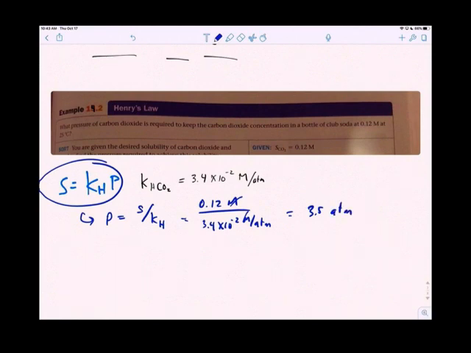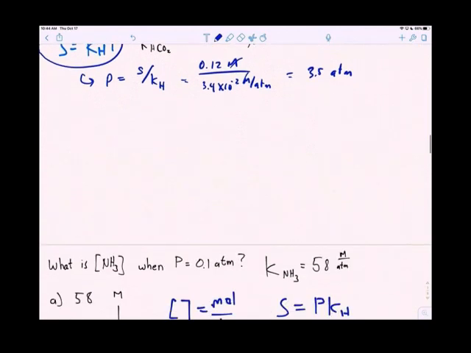You also notice that soda is under pressure. When you open a can of soda, what do you hear? You hear that pressure coming out. That's how they do it. They put it under high pressure carbon dioxide to get things to dissolve.